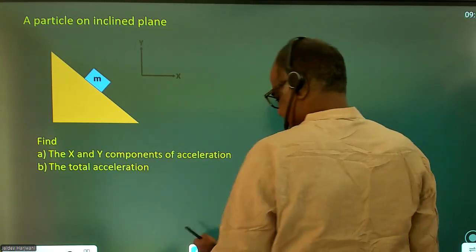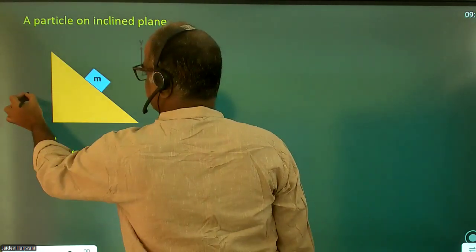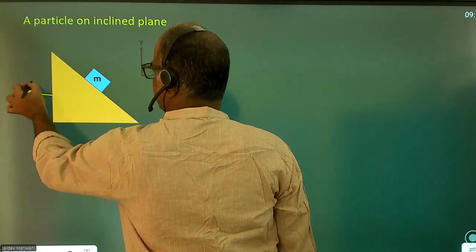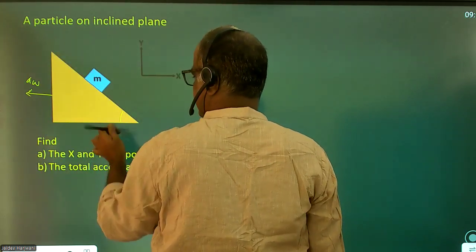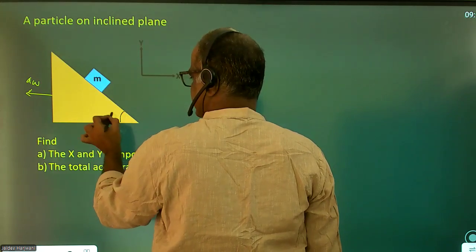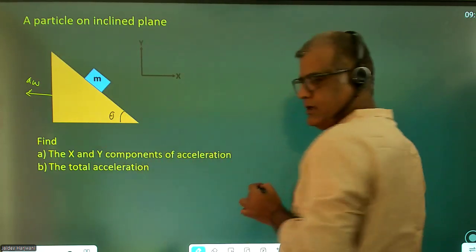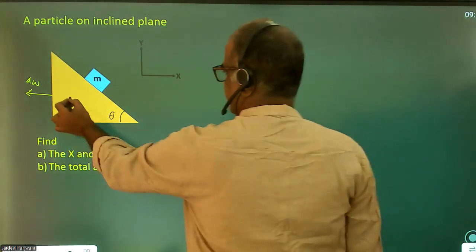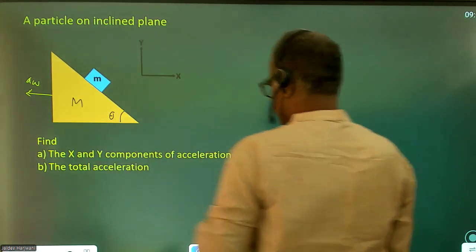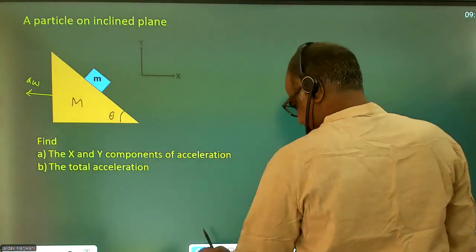Now let us say this wedge is also moving in this direction. I am calling the acceleration of the wedge omega. This angle is theta. Okay. Now let us discuss, mass is m. Now let us discuss this problem also.